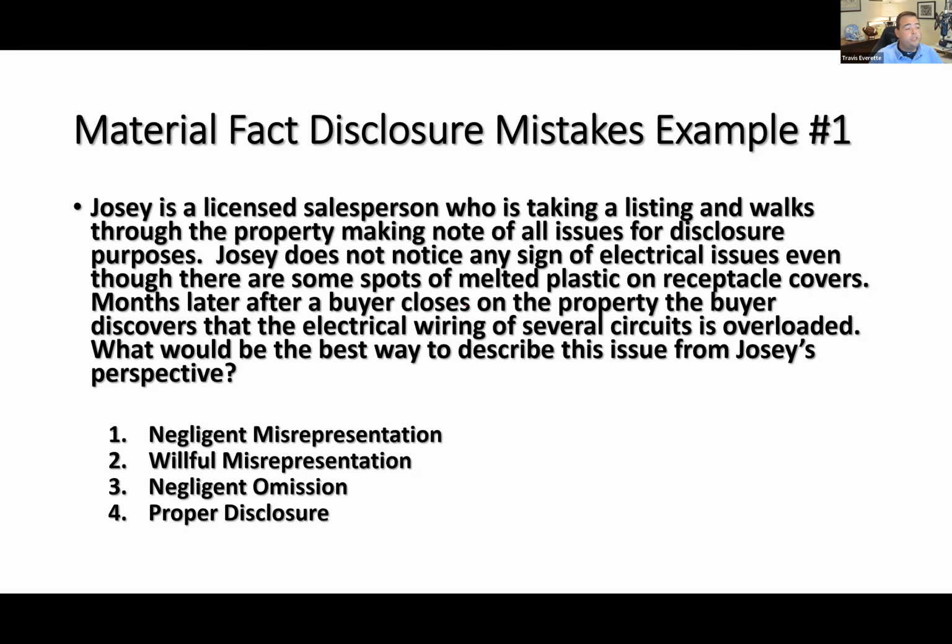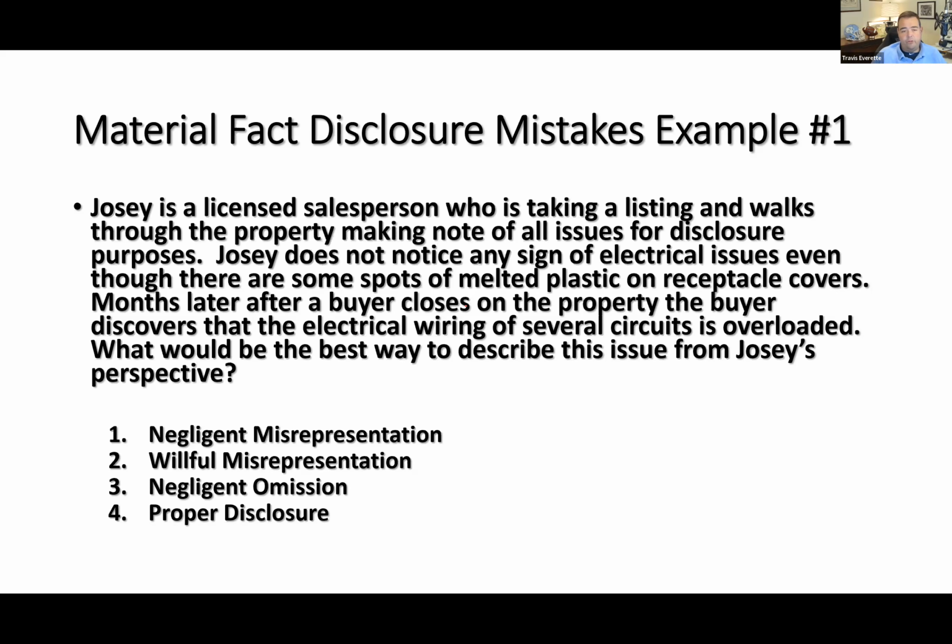Josie does not notice any sign of electrical issues, even though there are some spots of melted plastic on receptacle covers. They're there, but she doesn't notice them. Months later, after a buyer closes on the property, the buyer discovers that the electrical wiring of several circuits is overloaded. What would be the best way to describe this issue from Josie's perspective?